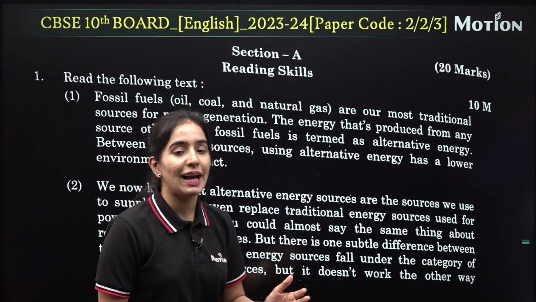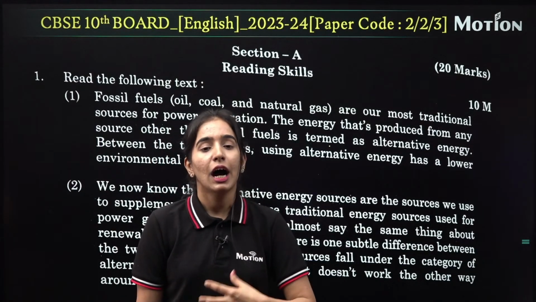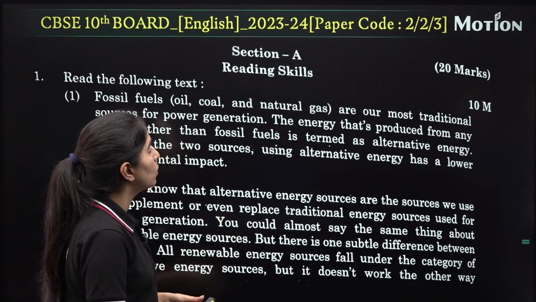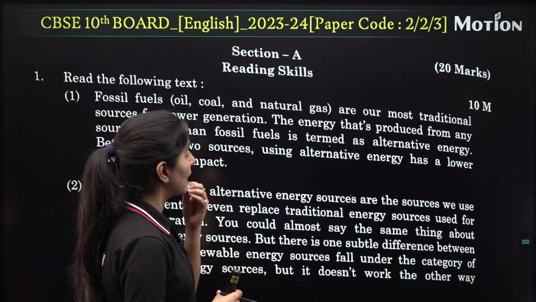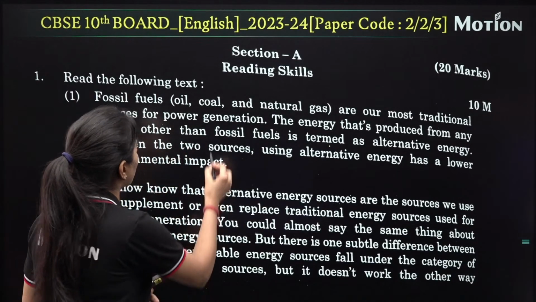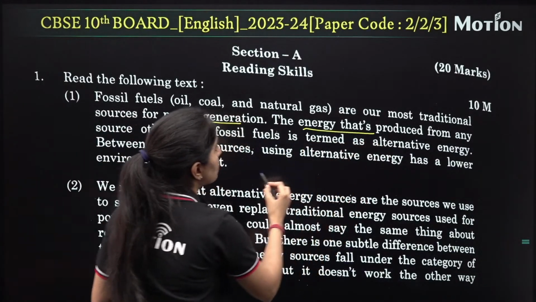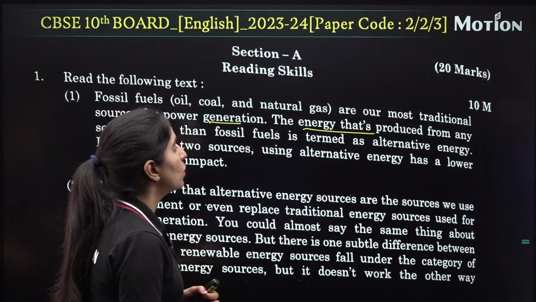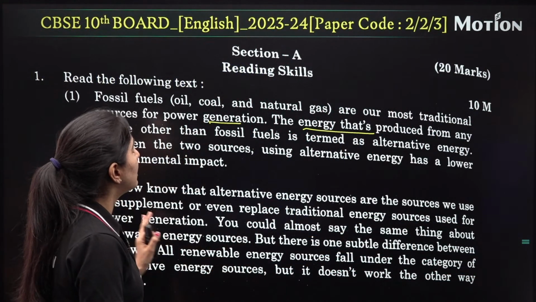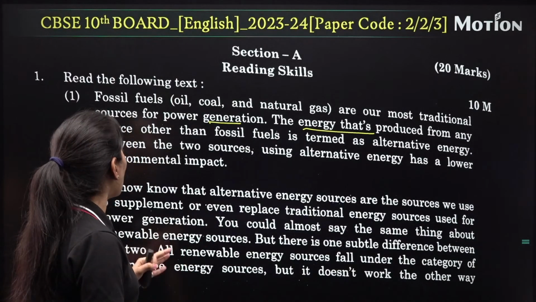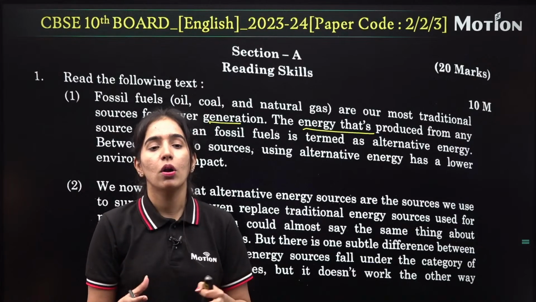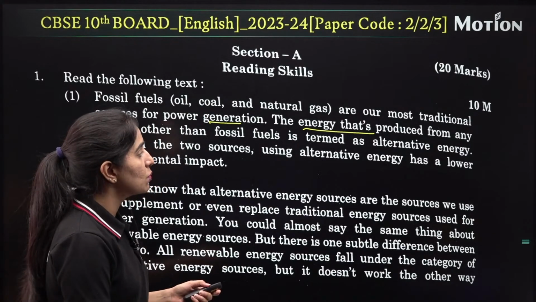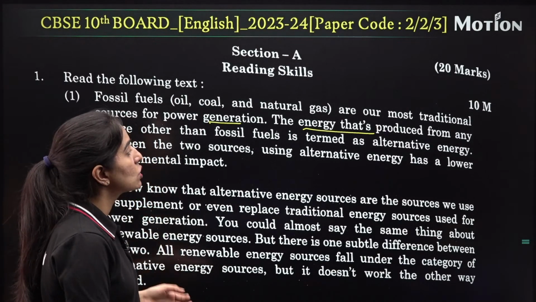Instead of reading the entire passage which we have already read, we will try to move to the questions directly. This was the passage that you have got related to fossil fuels, oil, coal and natural gas. These are the most traditional sources for power generation. The energy that's produced from any source other than fossil fuels is termed as alternative energy, and between these two sources, using alternative energy has a lower environmental impact. You have already read this passage very carefully while you were solving your paper, so let's move towards the next part where we will solve the questions.